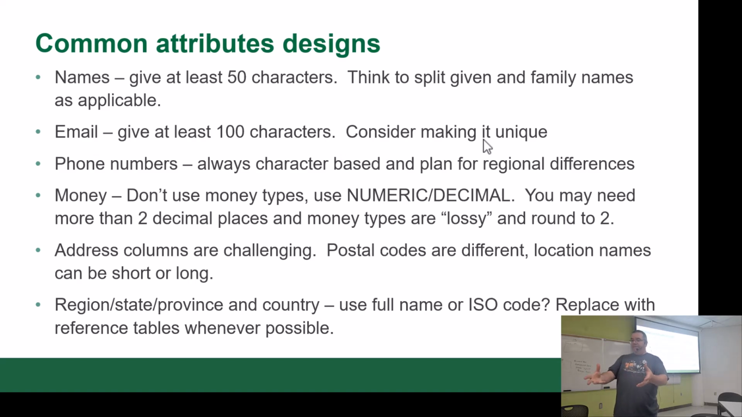When you're designing fields, there's a few common things you should do. For names, give at least 50 characters. Maybe you want to split first name and last names as applicable. Sometimes you don't want to because it's not important, but you probably want to split people's names into at least 2 pieces and allow at least 50 characters minimum combined, probably more than that. Because there's some parts of the world where people's names are really long.